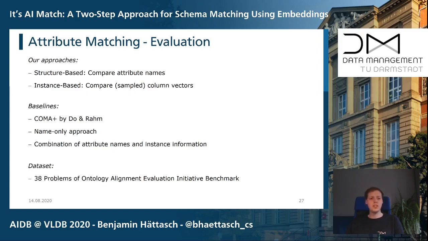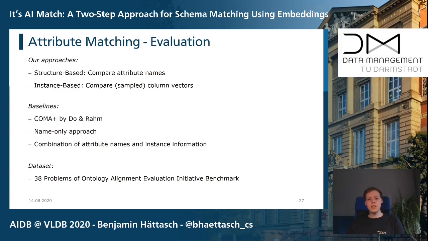And we compare this to 2 baselines from the COMA++ framework by Do and Rahm, which includes many of the relevant matching approaches that were researched during the last years. One of the baselines is a name-only approach that just looks at the titles of the tables and attributes, and the second, more complex one, takes those names but also instance information.